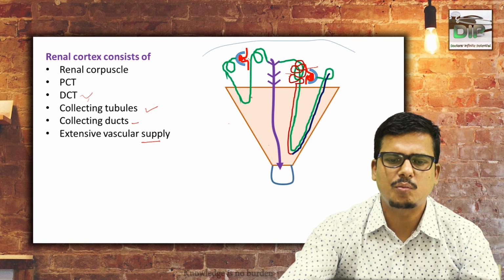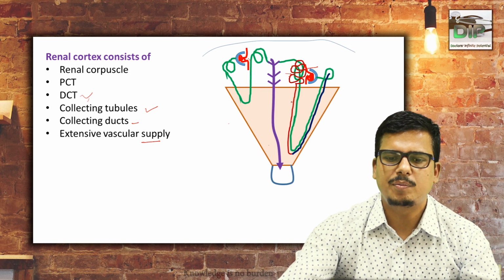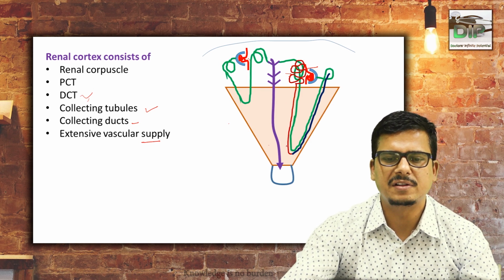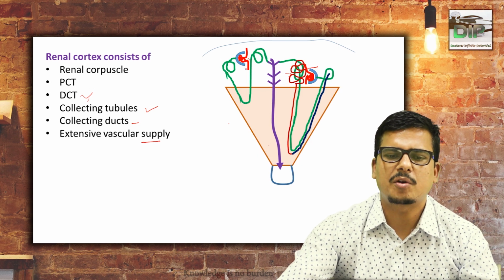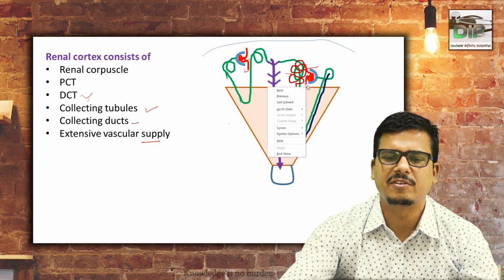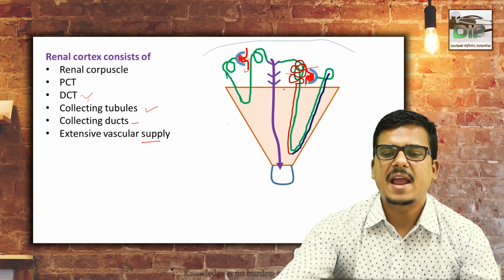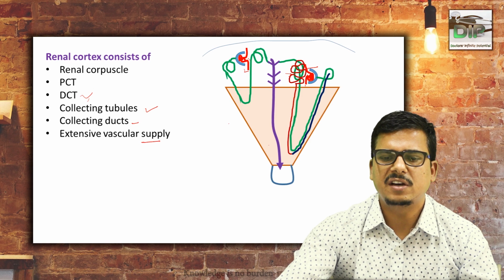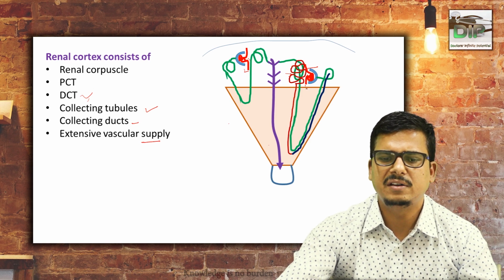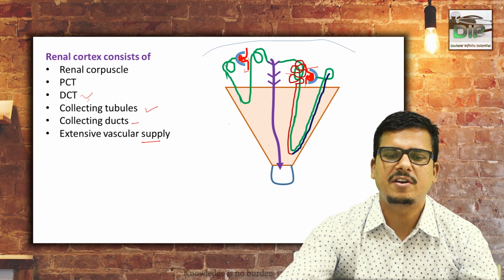But this one has the shorter loop of Henle, only the tip of the loop of Henle lying in the medullary regions. While in this case, most of the loop of Henle lies in the medullary regions. So that's why the nephrons, or renal corpuscles you can say, are divided into two types. These are called the cortical nephrons, and these are called juxtamedullary nephrons. Juxtamedullary means at the side of the medulla, so they are nearer to the medulla. This renal corpuscle is very near to the base of the medulla. That's why this is called juxtamedullary nephrons, and this is called cortical nephrons.